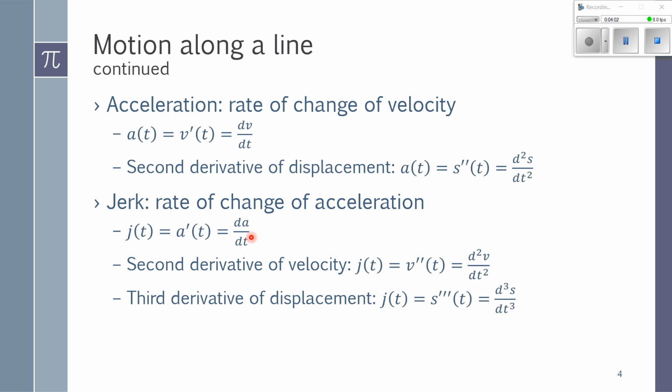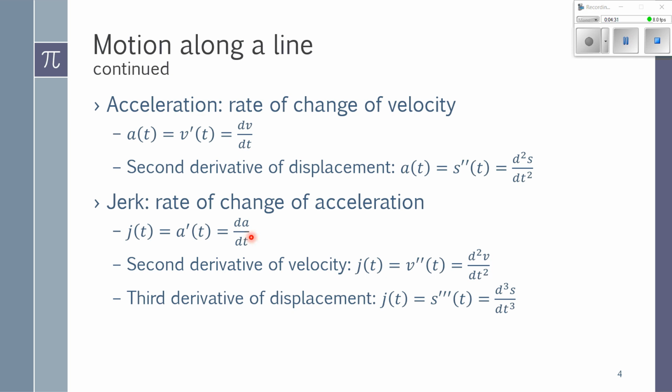Then, just because I like to throw this in, jerk is an actual term in motion. Jerk is the rate of change of acceleration. If you've ever ridden a roller coaster and you've gotten off and said, wow, when we went around those turns, it was really jerking my head around, you were using the term jerk in the correct use, because you were talking about the rate of change of acceleration. That's what causes that feeling of jerkiness.